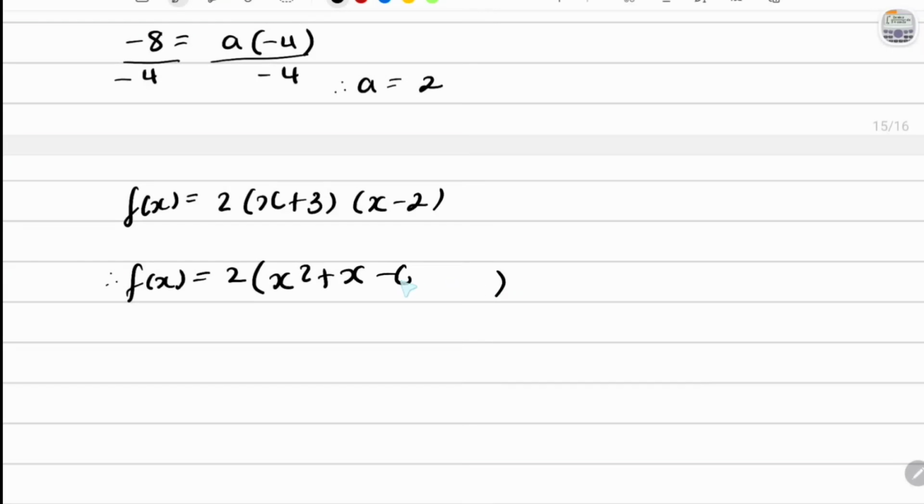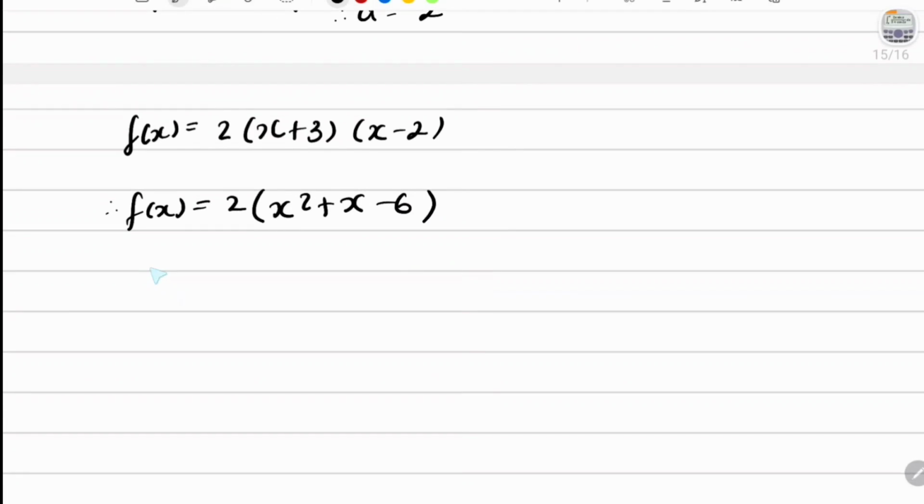And then we have minus 6 still. So I'm just simplifying that on screen. So f of x is equal to, and let's distribute. We have 2x squared. We multiply that in, that's plus 2x. Multiply that in, that's minus 12, sorry. Minus 12.